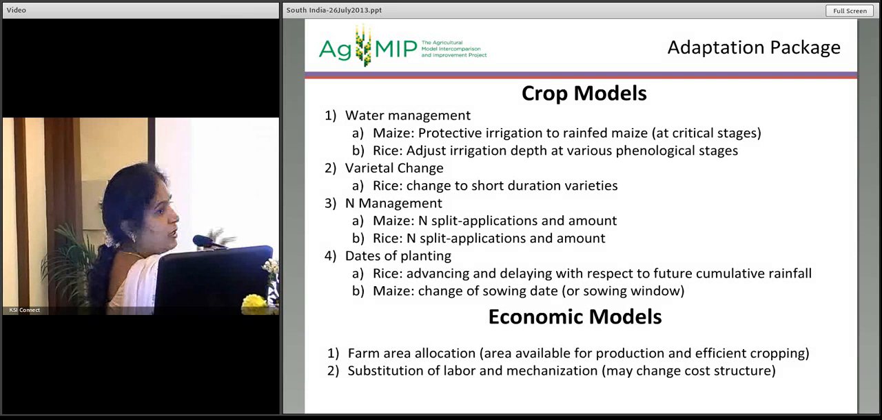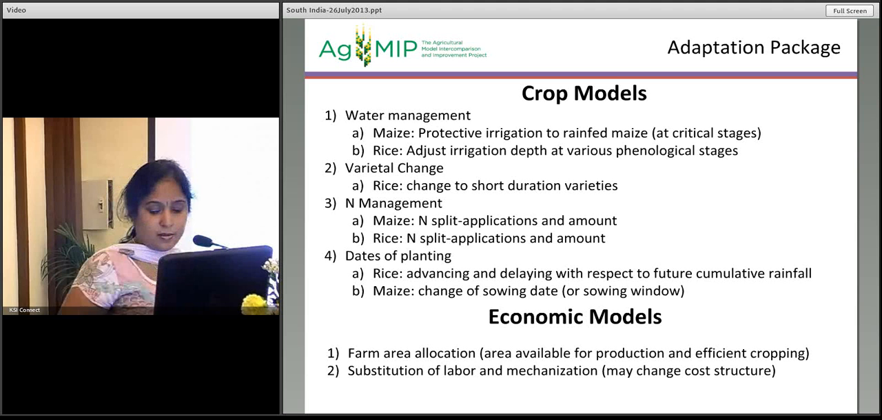Like water-stretched crops as well as water-intensive crops. So this kind of variation we would also think of, and also substitution of labor and mechanization. So this may also change the cost of cultivation. So these are the kinds of things we try to think of.